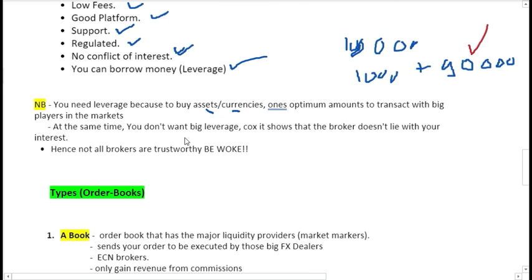At the same time, you don't want a bigger leverage, because it shows that the broker doesn't have your interest, your own benefit, at heart. Hence, all brokers should be trustworthy. And I always say, be very careful with these brokers.